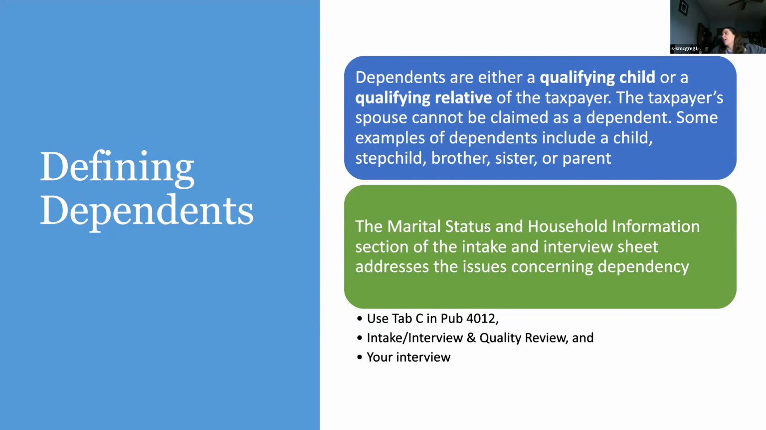There's two types of dependents. There's a qualifying child or a qualifying relative. Spouses are not dependents.